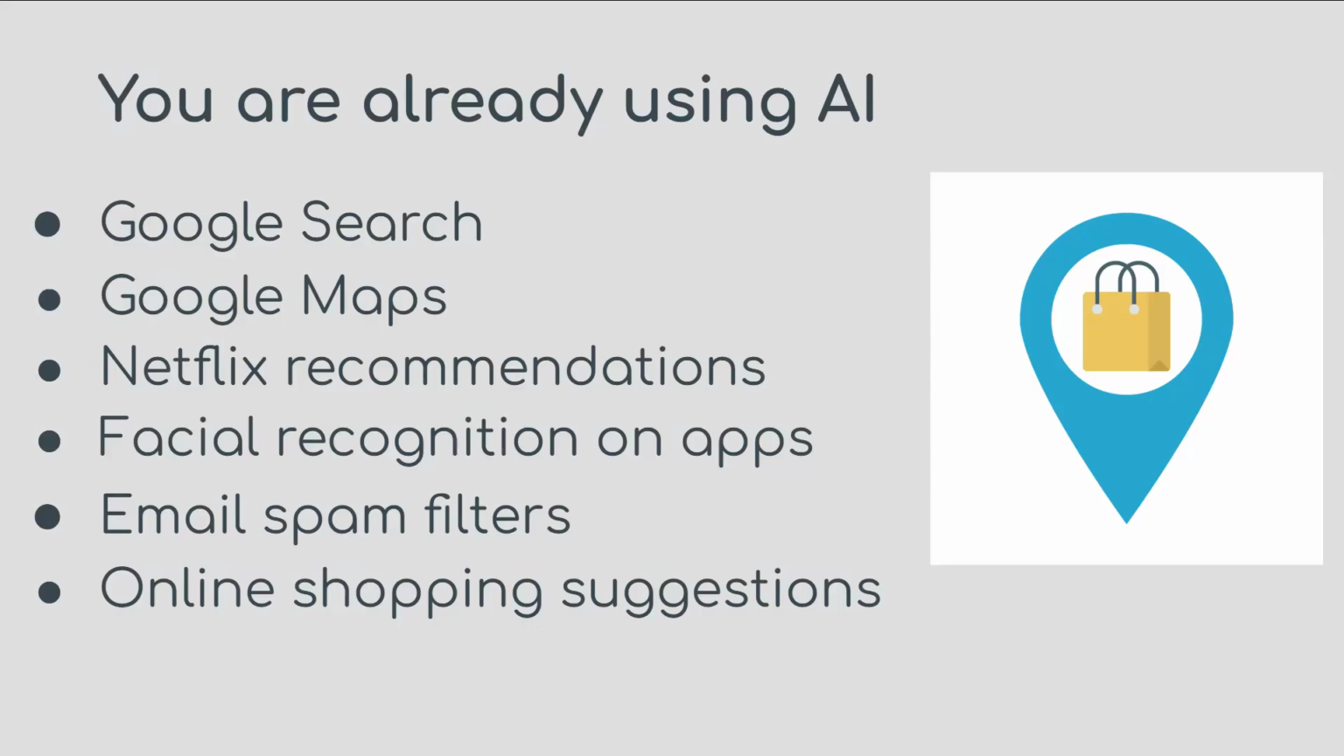So if you are shopping online, or you're streaming movies or series or music, or if you're using a mapping system, or you're just searching the internet, all of these are forms of AI that you're probably already using in your daily life.